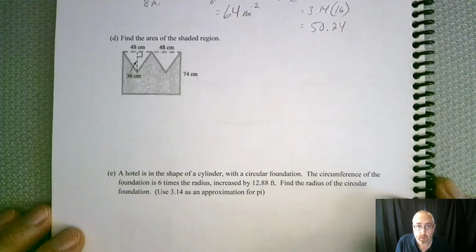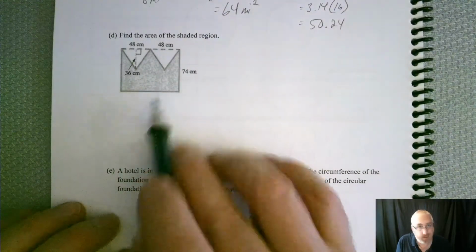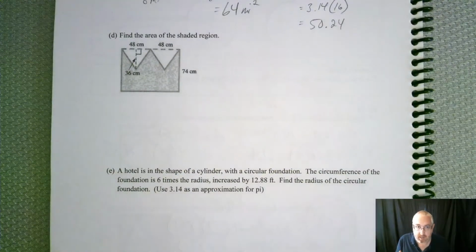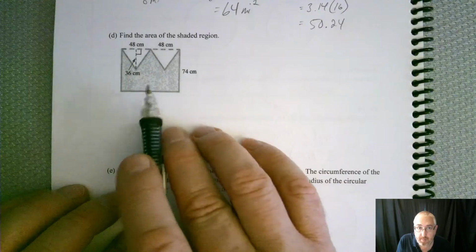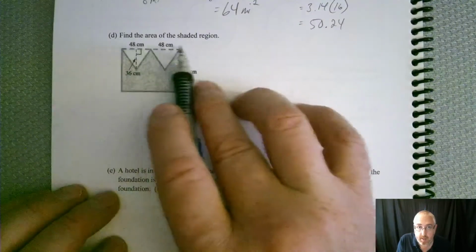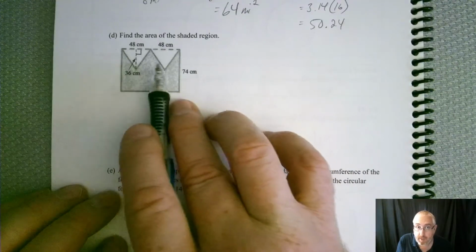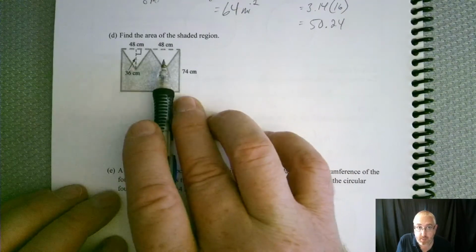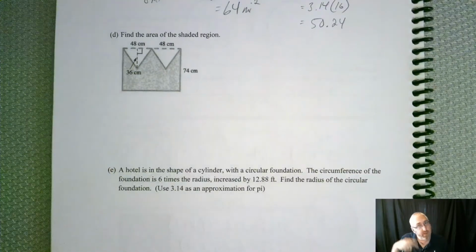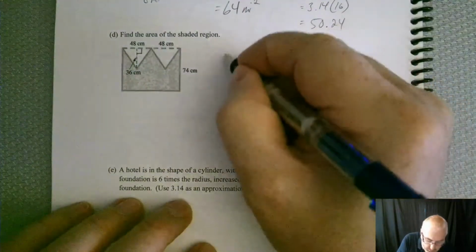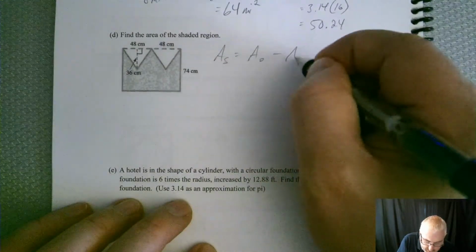Let's try a couple more, and that will wrap us up. So another shaded one. So same as before, outside and inside. So our outside shape is what? Our outside shape better be this rectangle, right? And then the inside shape, actually we have two of them. But the nice thing about this is that they're both the same size. So really, if we can figure out one of them, we just got to double it. So we got our area of the shaded is equal to the area of the outside minus the area of the inside.